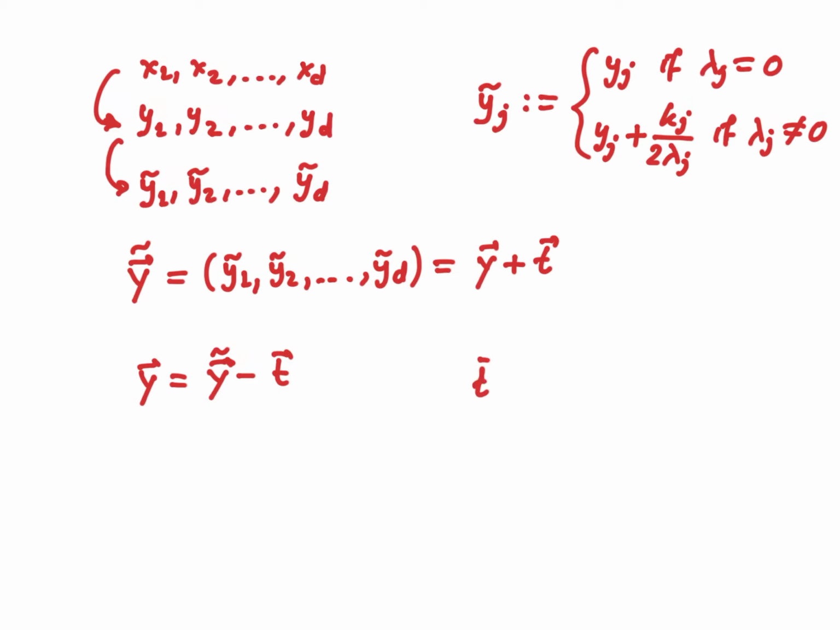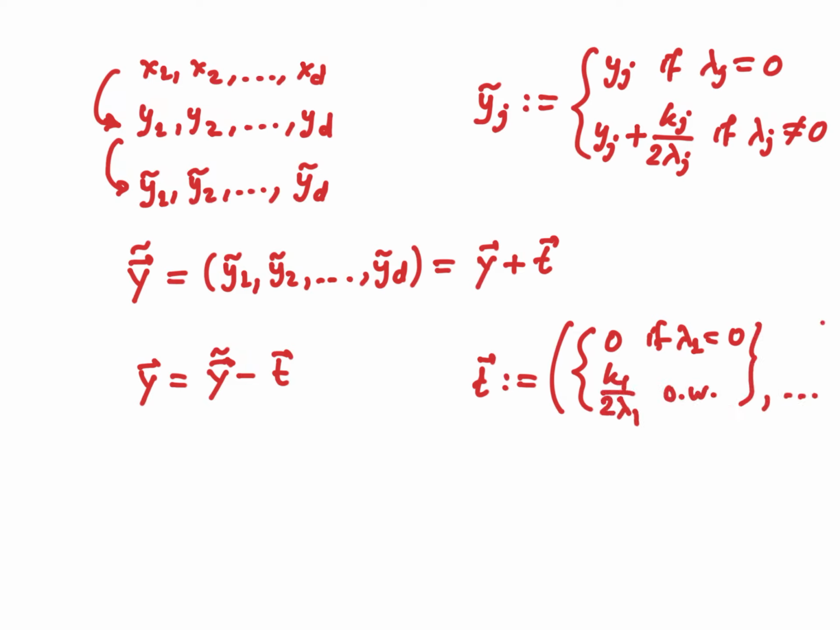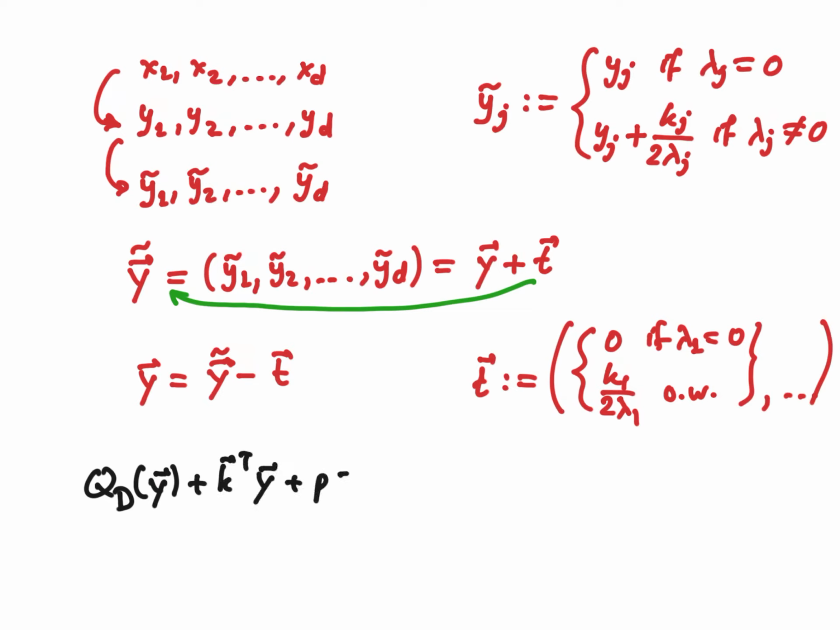It's a bit hard to write a formula for this because each component is a piecewise formula. It's either 0 if lambda 1, let's say, is 0, or it's k1 over 2 lambda 1 otherwise. And then you'll have all the other components like that. So that's the translation vector. By subtracting that vector over to the other side, we can solve for y in terms of y tilde. And now let's see what our quadratic equation looks like. The original quadratic equation would have looked like this.